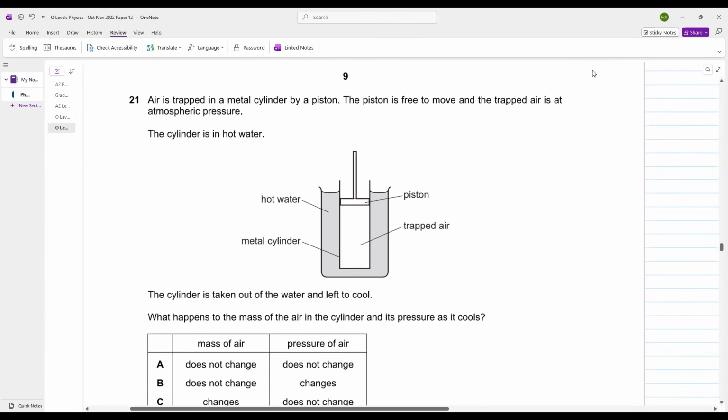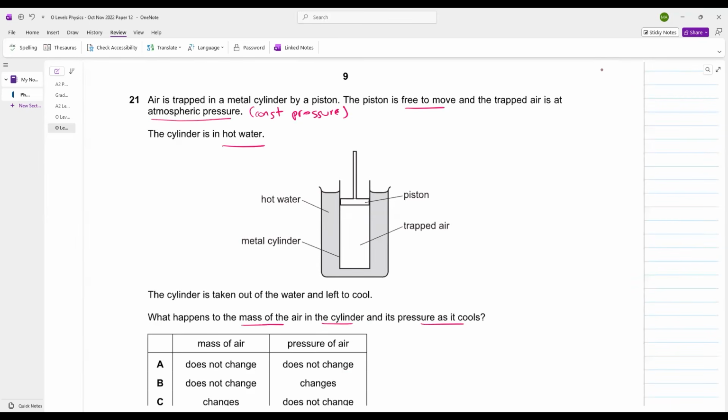Air is trapped in a metal cylinder by a piston. The piston is free to move and the air is at atmospheric pressure. The cylinder is in hot water. The cylinder is taken out of water and left to cool. What happens to the mass of the air in the cylinder and its pressure as it cools down? Son, can you realize that air is trapped in a metal cylinder by a piston. The piston is free to move and the trapped air is at atmospheric pressure. What is your pressure? Constant. You are at constant pressure.